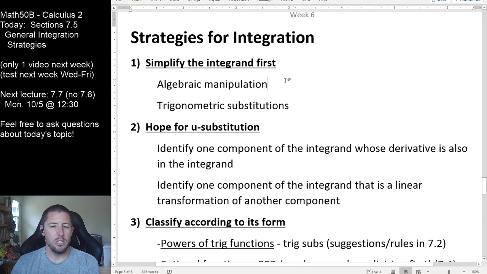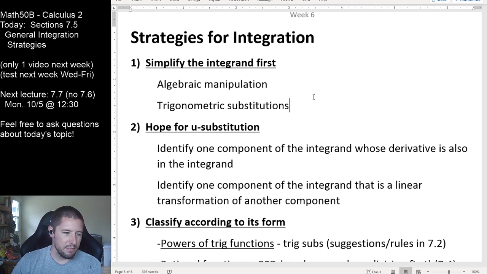You're either doing algebraic manipulations, or if we have a bunch of trig functions, then you're maybe doing some trig substitutions. If you see sine x times cosine x, then hopefully we can look up the fact that that's going to be 1/2 of sine of 2x, and now we can move on with our integration.